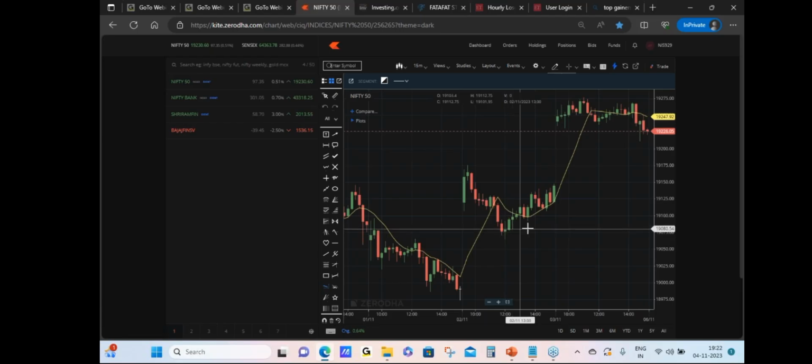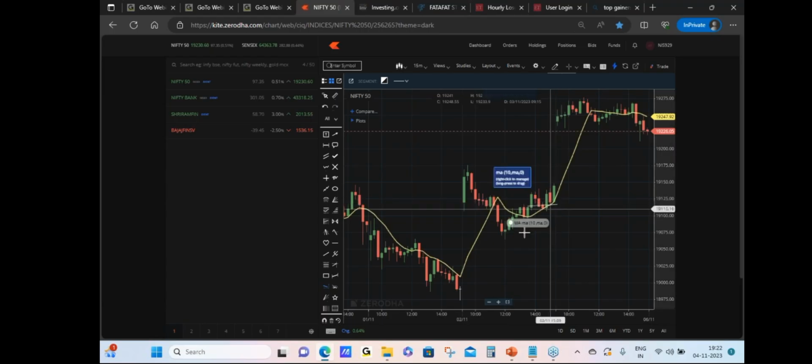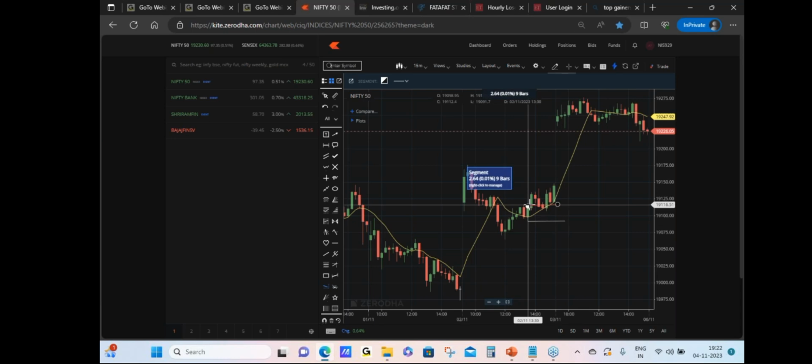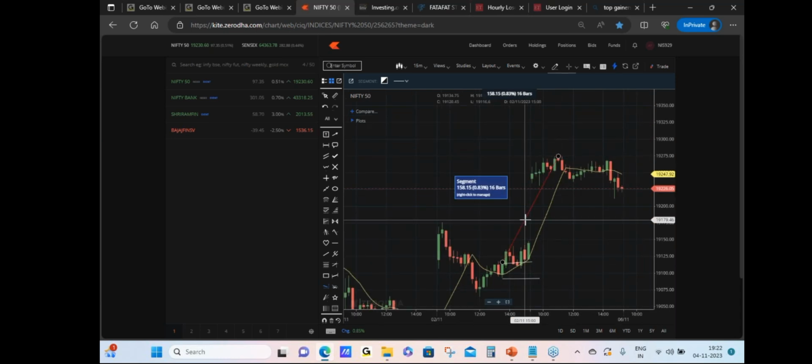So here, this red candle closed above 10 SMA, so I can take this as my reference candle. Once the reference candle high is reached, there was a beautiful trade. This one. I was able to capture 158 points using this method. And my stop loss is not moving anywhere.